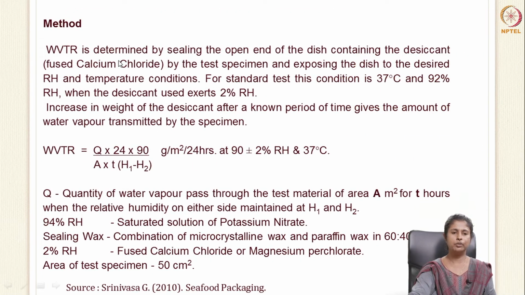Now WVTR is determined by sealing the open end of the dish containing the desiccant, usually calcium chloride, with the test specimen. The test plastic is kept over this dish. Inside you will have your weighed desiccant, and you will expose the dish to the desired relative humidity and temperature conditions. For the standard test, like I said, it is 37 degrees centigrade, 92% relative humidity, when the desiccant used exerts just 2% relative humidity. The increase in the weight of the desiccant after a known period of time, when you check it, gives the amount of water vapor that has been transmitted by the specimen.